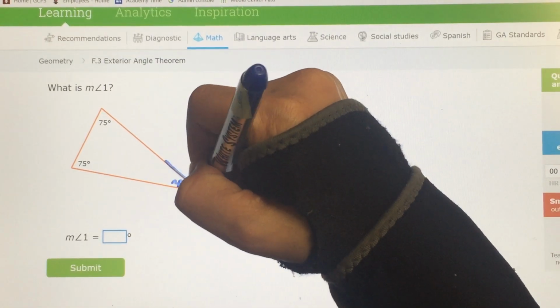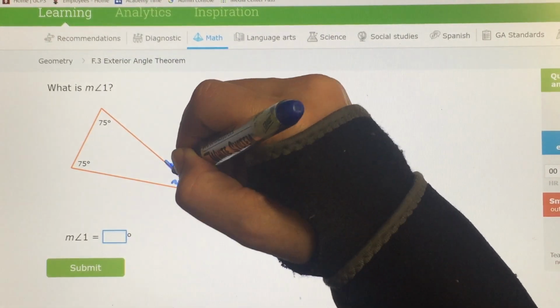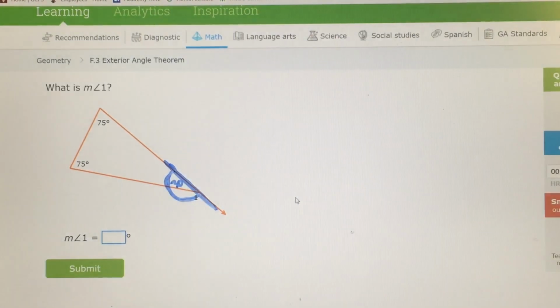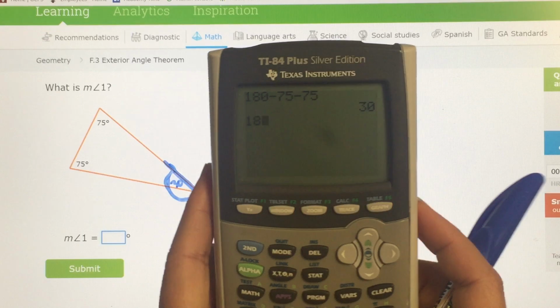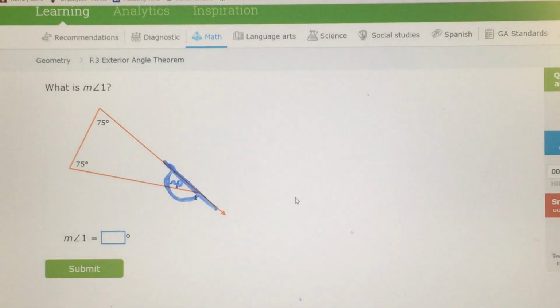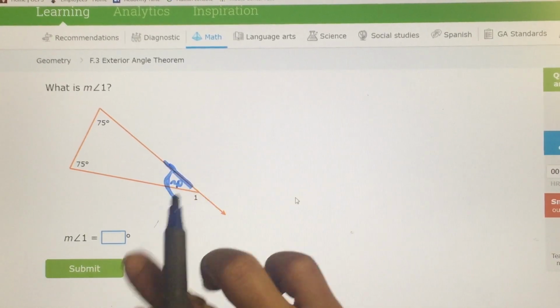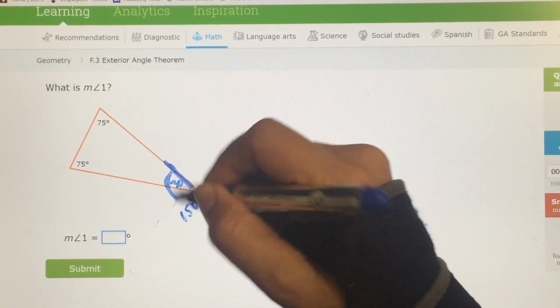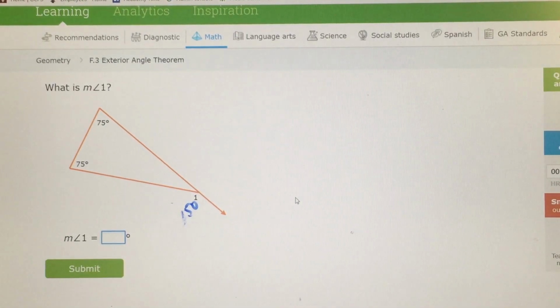And then do you see the straight line? What do you know about angles on a straight line? They add up to 180, right? So if I did 180 minus the 30 that I already have, I would get 150. So this angle right here, angle 1, would be 150, right? But there's a shorter way of getting that 150.